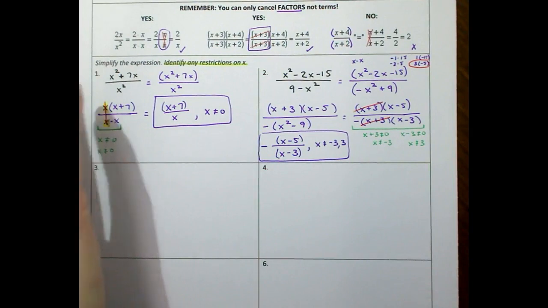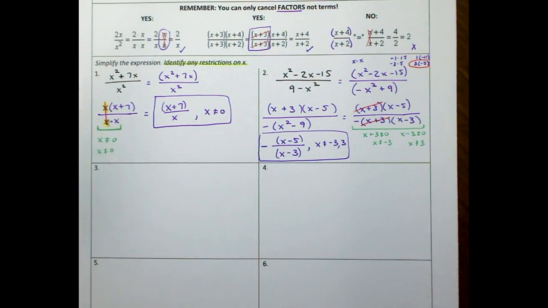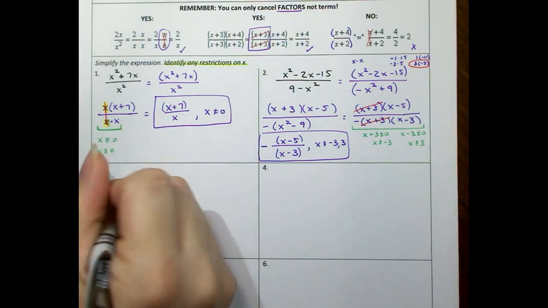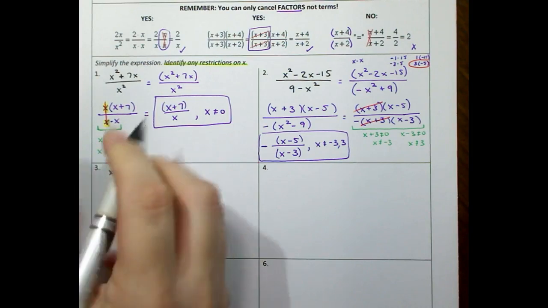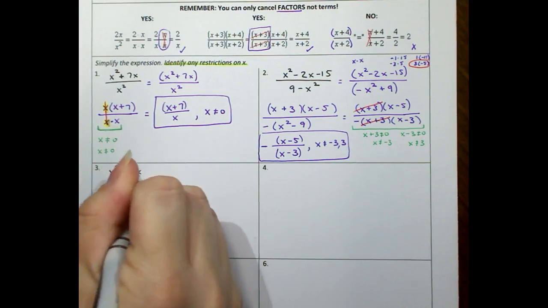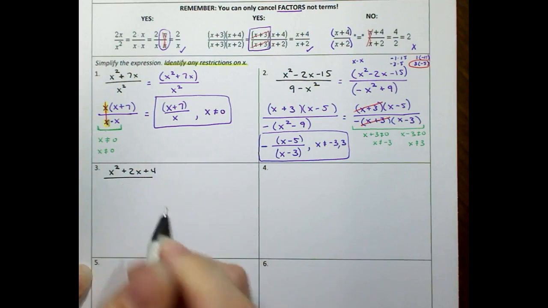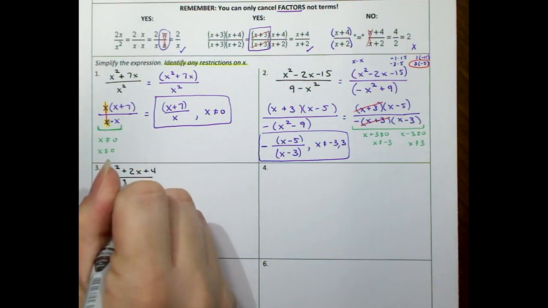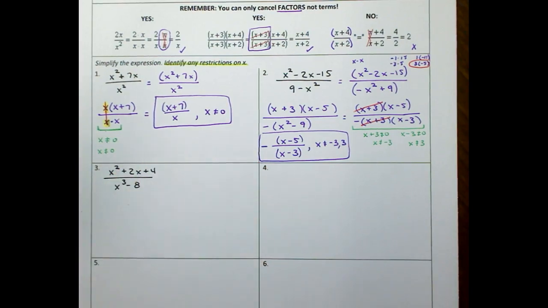All right, let's try number 3. So number 3 is going to be, let's do x squared plus 2x plus 4 over x cubed minus 8. All right, so some things I'm already liking here. I'm liking that it's already in standard form for both of them. Now I notice the bottom is a difference of cubes, so that's a special case.